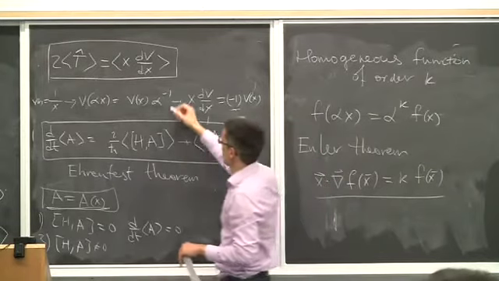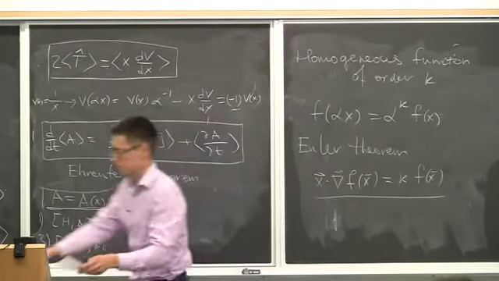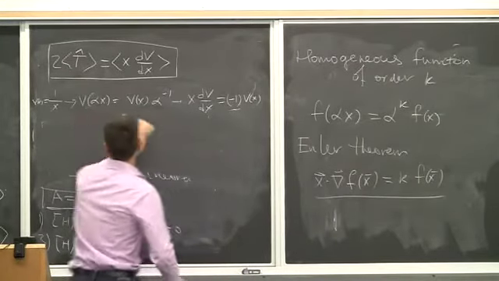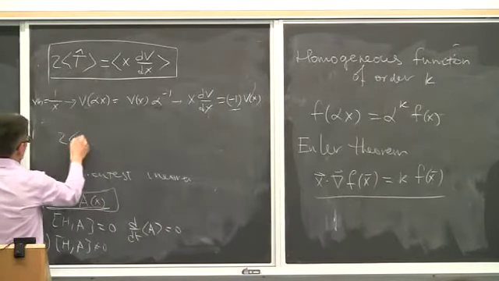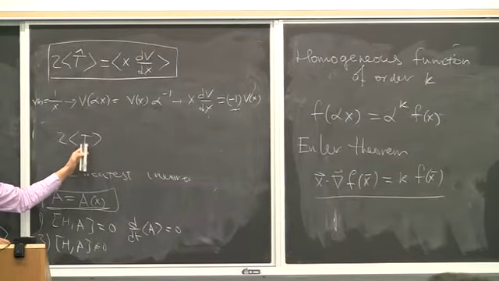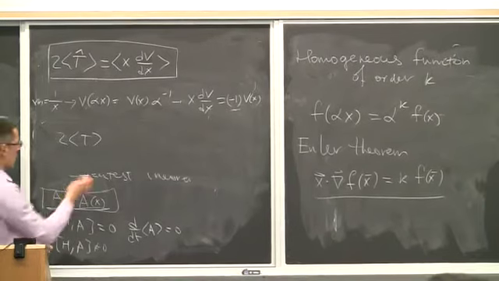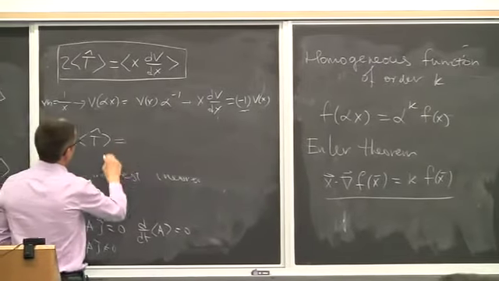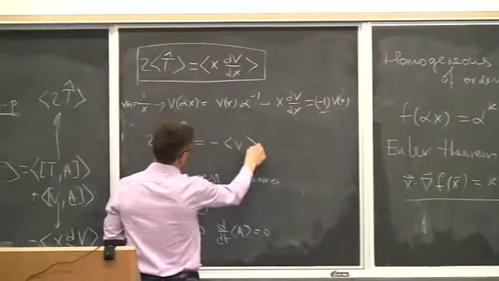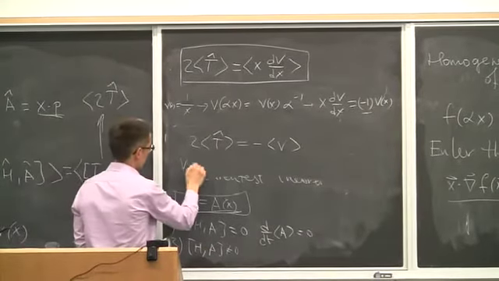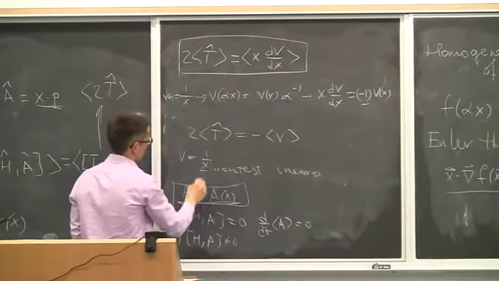So, I'll erase the Ehrenfest theorem, and that will give us an interesting connection: no matter what eigenstate of the Hamiltonian you are in, if you calculate the kinetic energy for that eigenstate, then two times the average kinetic energy will be minus the average potential energy, for the Coulomb potential V equals something like 1 over x, right?